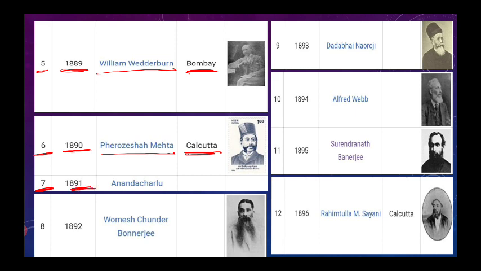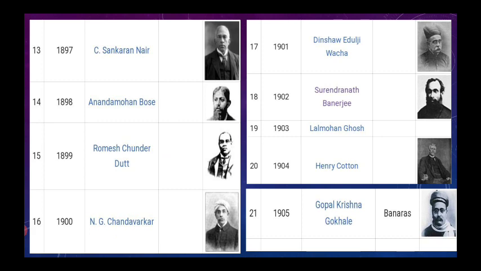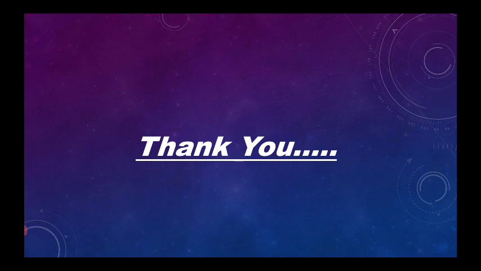The seventh session was held in 1891 and the president was Anand Charlu. We have already spoken about him. In 1897 it was Umesh Chandra Banerjee. Then Dadabhai Naoroji one more time. As I told you, he became president of the Indian National Congress thrice, so this is the second time, the 9th president. And in today's era, in 2020, Sonia Gandhi is the president of the Indian National Congress, and the previous one was Rahul Gandhi.